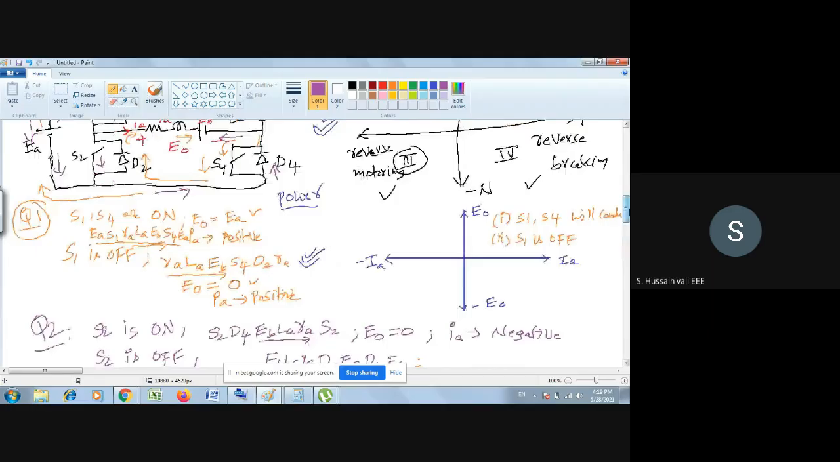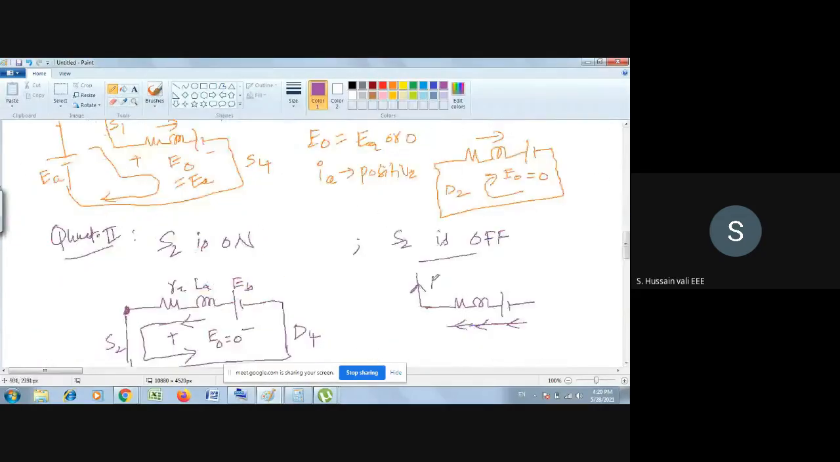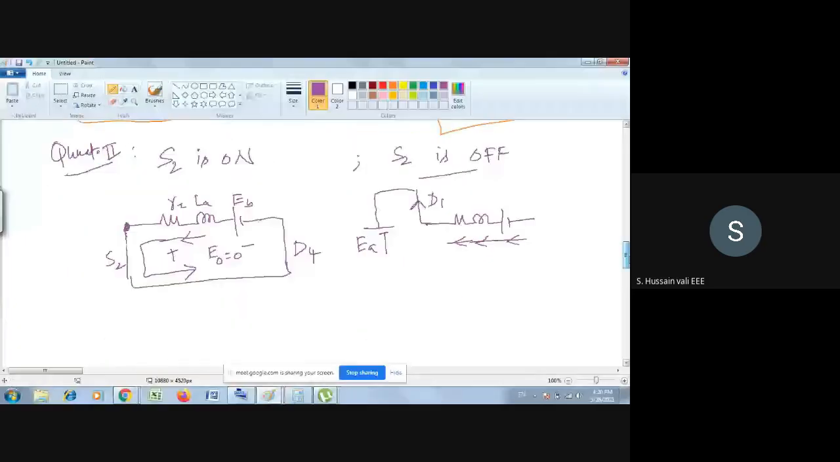Why through D1? Why not S1? Because S1 is also off, S3 is also off. All the switches are off now. The only option left is that it has to take the path through the diodes only. It will force the diodes to turn on. So it will force the diode D1. If it forces the diode D1, then where will this current flow now? Only one option left. Through source EA. Then it will go like this. Then here you have D4.